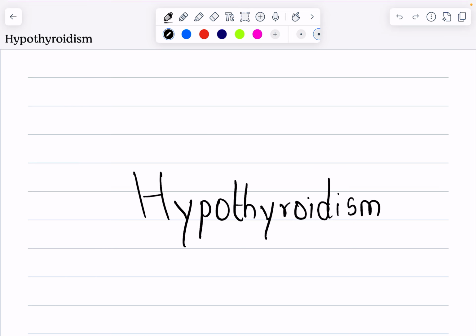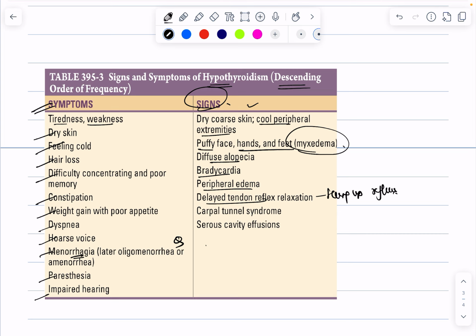Then the common signs include dry and coarse skin, cool peripheral extremities, puffy face, hands and feet, that is myxedema, diffuse alopecia, bradycardia, peripheral edema, delayed tendon reflex, and this is also known as hung-up reflex. And this is because of decreased uptake of calcium by the sarcoplasmic reticulum. And patients could also have carpal tunnel syndrome and serous cavity effusion. And the type of effusion is exudative. These points are commonly asked in the viva exam.